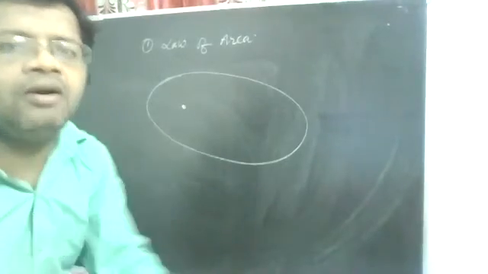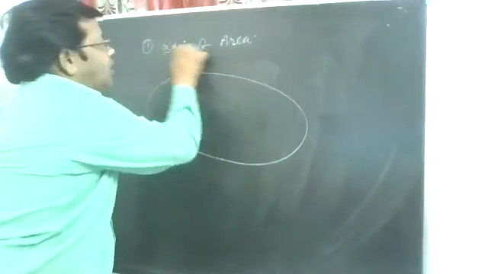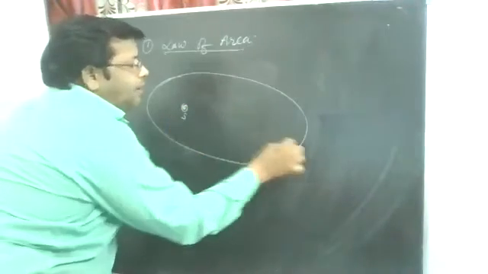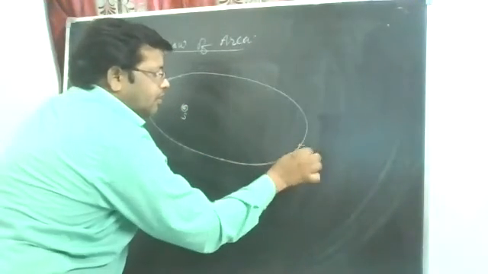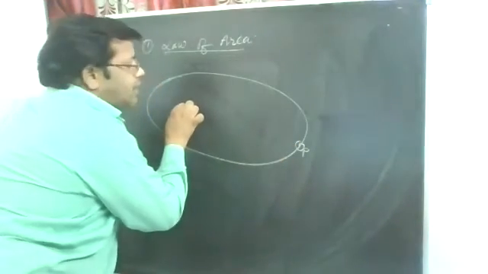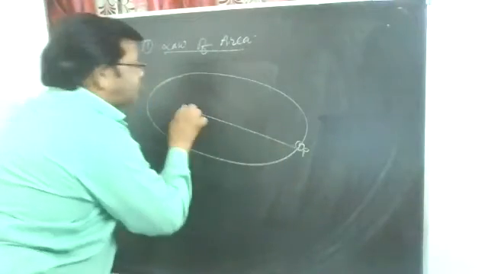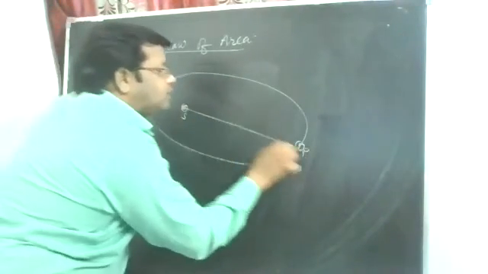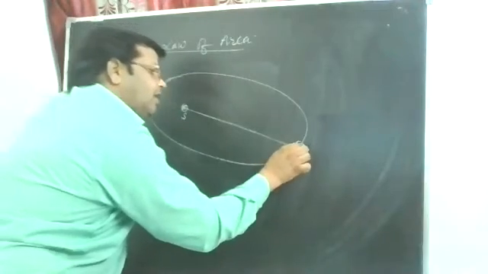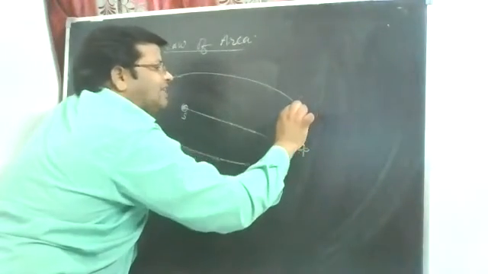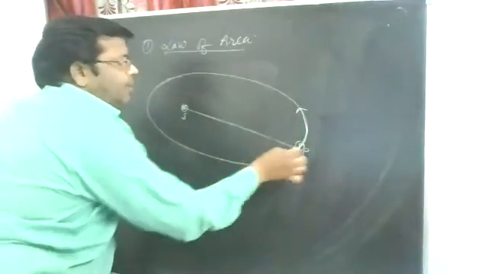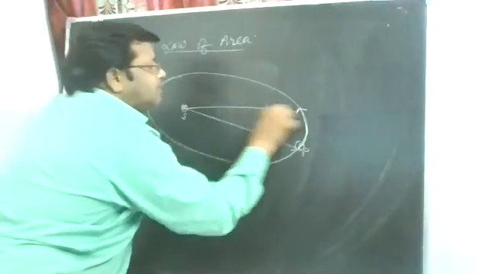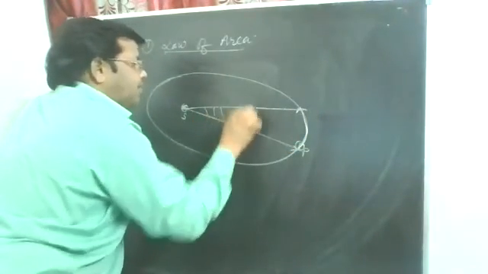The second law is known as the law of area. According to this one, if the sun is present here and the planet is present here, now if you connect the position of the sun with the position of the planet, this is known as the radial vector. If in t days, for example 5 days, the planet moves from here to here, then its radius vector shifts this area in 5 days.